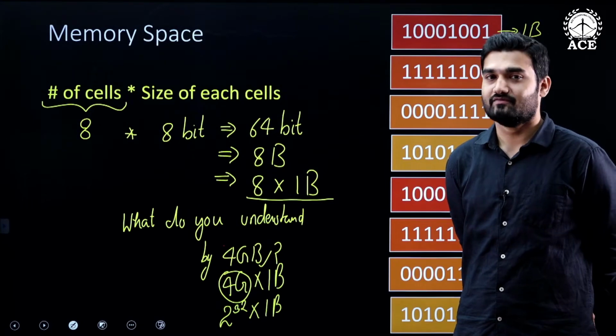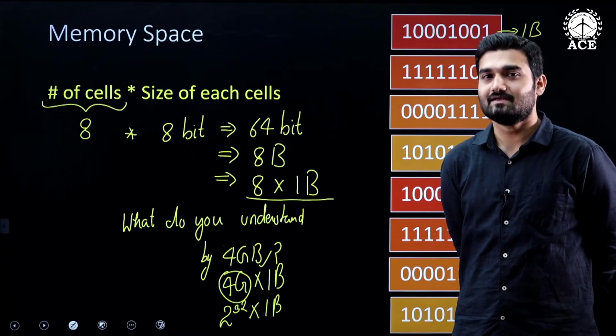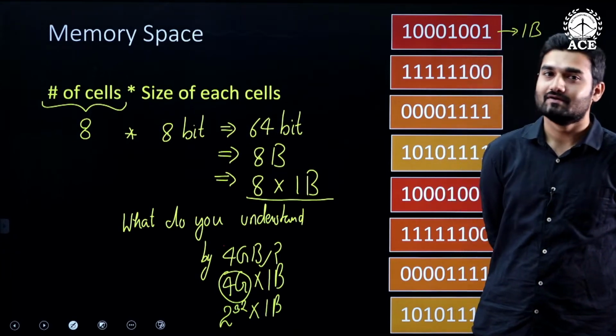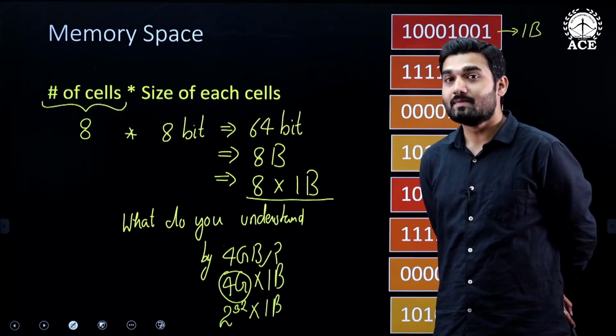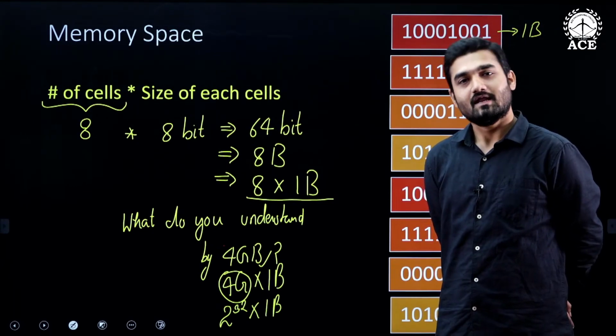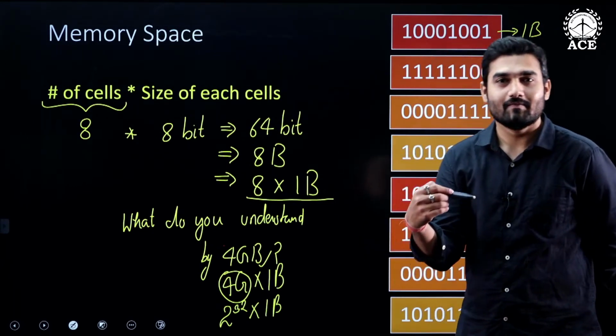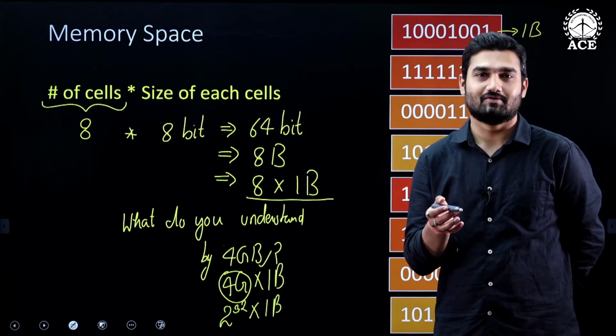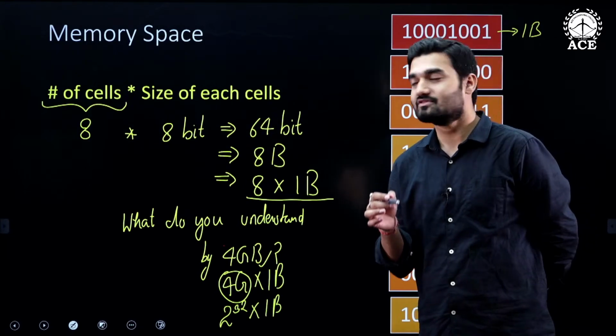Sir, I know very well. Because G is 2 power 30, 16 is 2 power 4, right? That means I have 2 power 34 locations, and every location is having 1 byte. Now you came to know how your RAM looks like. Yes or no?